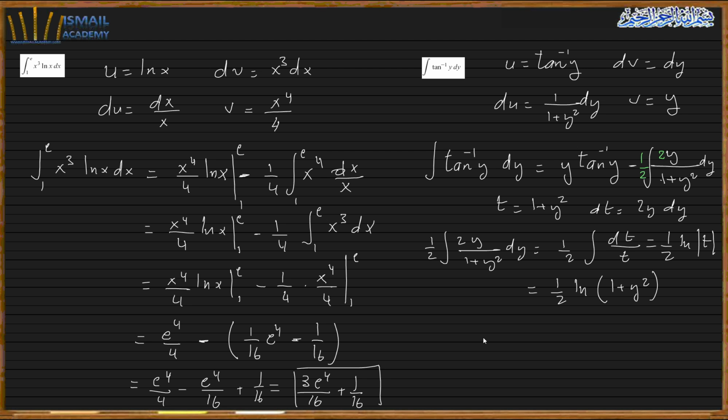So my final answer will be y tangent inverse y minus half ln of 1 plus y squared, and don't forget the c, it's very important. Don't take a point off for just c. Alright, so this is for that type of question.